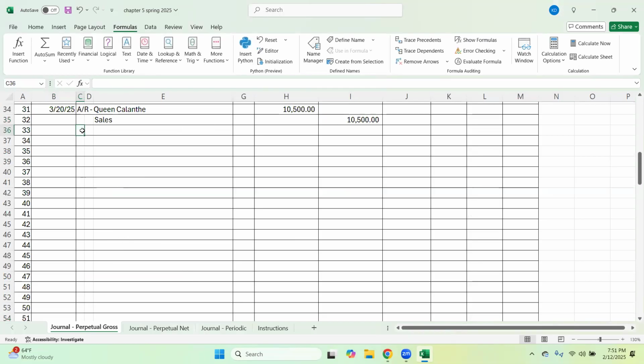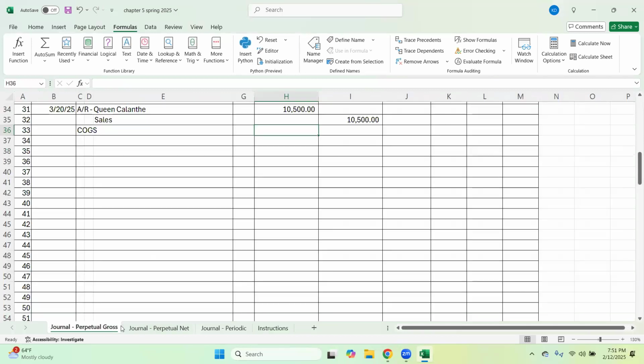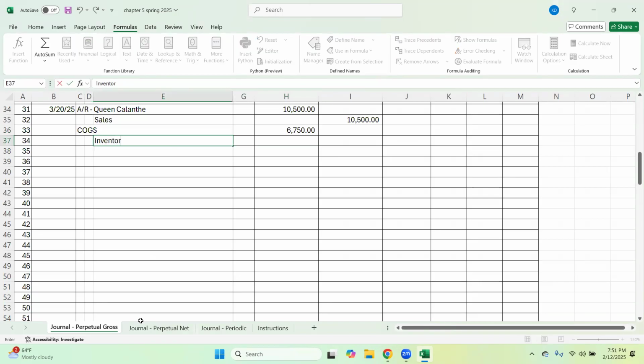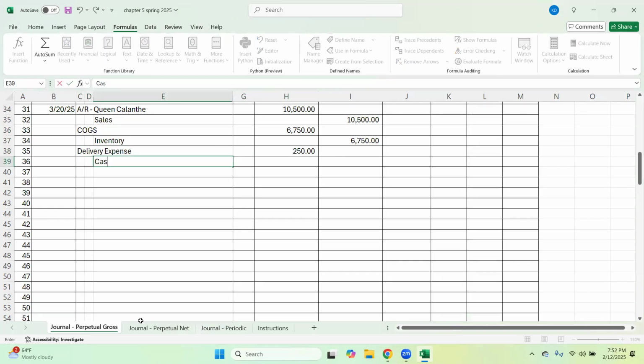Okay, I'm going to go ahead and do my cost of goods sold. And that is going to be, what was it? It was going to be $6,750. Out the door went my inventory. Now I'm going to go ahead and record this freight. With this FOB destination, I'm the seller, so I'm responsible for paying for the freight. What we're going to call this is a delivery expense. I believe it was $250, and out the door went my cash. Okay, so that's what that's going to look like.